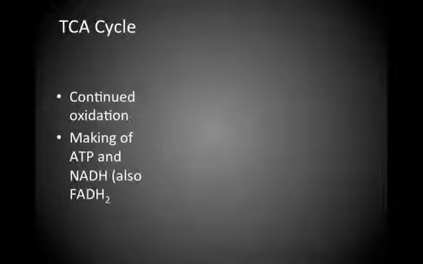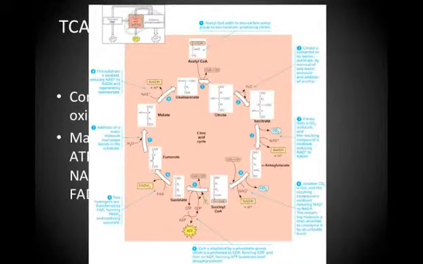Going to the TCA cycle, it's continued oxidation, meaning we're going to continue to take electrons and hydrogens off these organic molecules. We're going to be making more ATP and more electron carriers. We talked about it a little bit on Friday. What's the most important thing about the TCA cycle? We create 3 NADH and a new molecule called FADH2, but we should be treating FADH2 exactly like NADH. So we create 3 NADH, 1 FADH2. We only create 1 ATP per cycle.